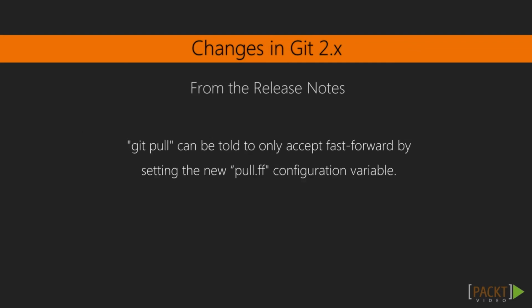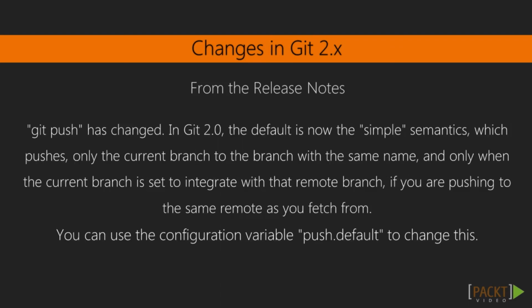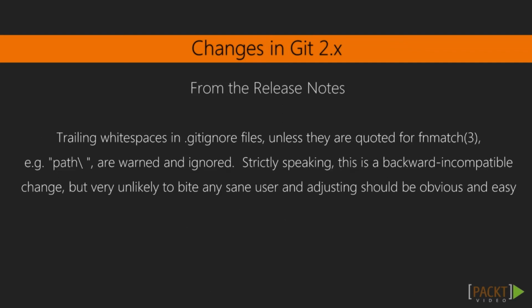Changes in git pull and push. With pull, you can specify a preference for fast-forward merges. With push, you now need to be a bit more specific about which branch you are pushing. And the .gitignore file is a bit more strict. As this update says, it should not affect you unless you were being a bit sloppy in your entries in the .gitignore file.